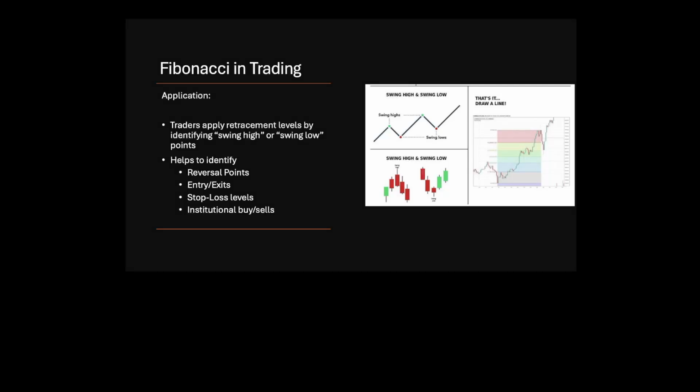So Fibonacci in trading, a quick review. Traders apply retracement levels by identifying the swing high or the swing low. And this helps identify reversal points, exits and entries, stop loss levels, and institutional buy and sell levels. For me, I like to look at the daily and/or the weekly time frames to identify a swing low to a swing high or vice versa. If it's a recent trend, I will sometimes use the 4-hour chart to get more detail.